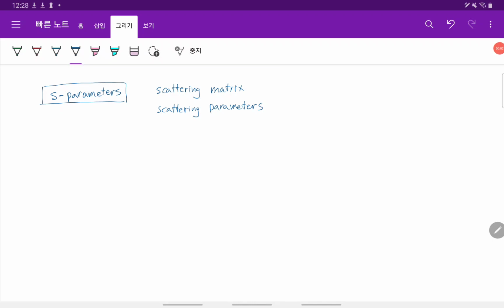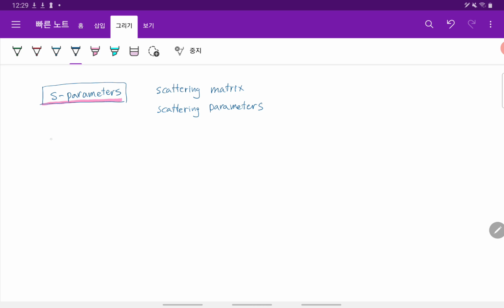So let's move to the scattering parameters or matrix. We can call it matrix or parameter, either way is okay. In brief, we call them S parameters, so scattering matrix. This is the most important parameter that is used in microwave engineering, so you need to understand it correctly.